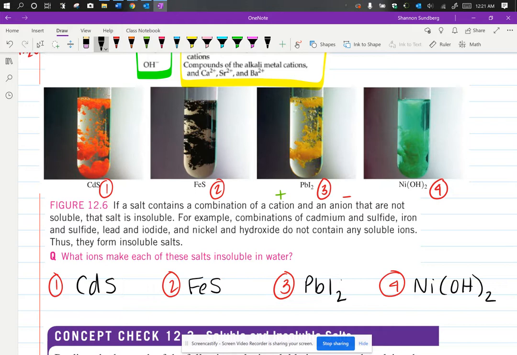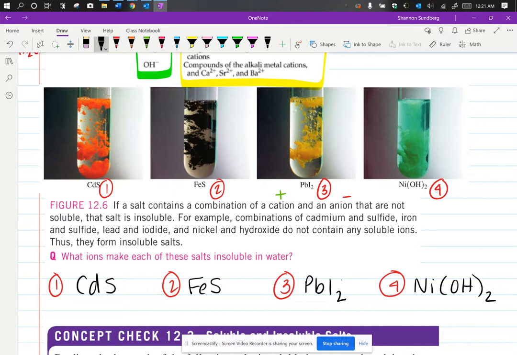So basically what it's telling you is that these, when in combination with each other, are not going to dissolve in water. So that's why you see those chunks floating around in there. They're not soluble. They're not going to dissolve in water. Well, what's goofing this up? It's the question there in pink. It says, what ions make each of these salts insoluble in water? Somebody's messing up the flow, and that's where that chart above comes in.